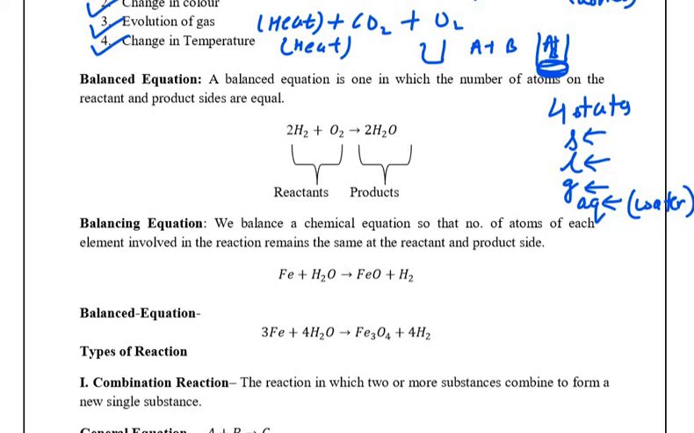Now the balanced equation. A balanced equation is one in which the number of atoms on the reactant and product sides are equal. Reactants are those elements which are on the left hand side, and whatever we get on the right hand side will be the product. So here we have 2 reactants: 2H2 plus O2 gives us 2H2O, which is my product. That is the end result.